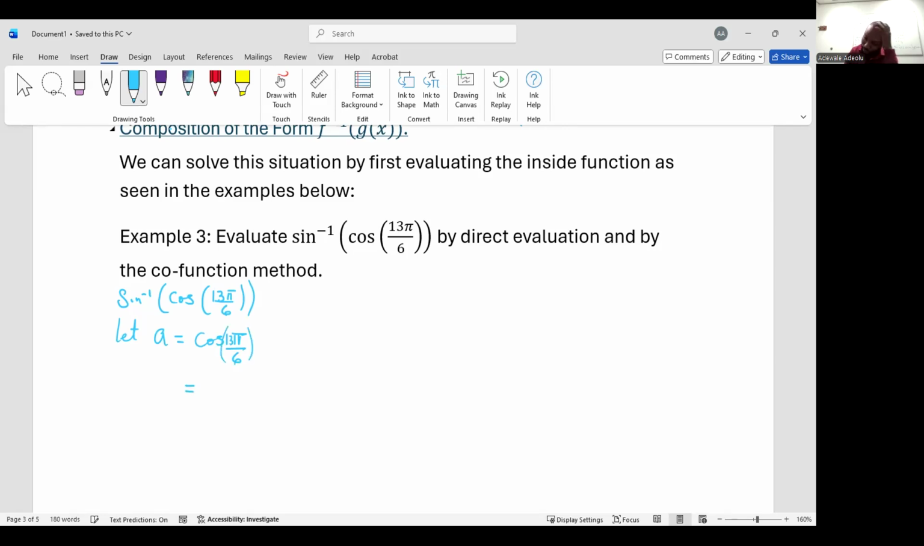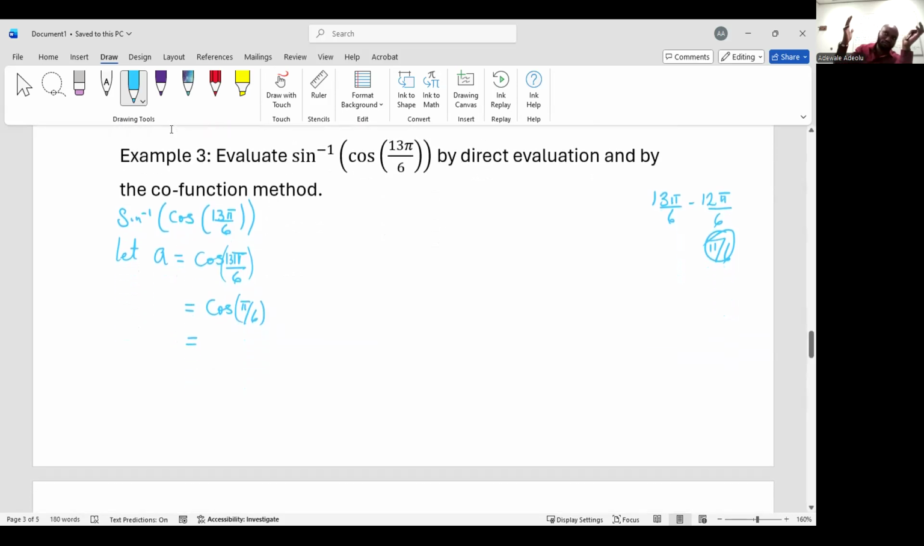We all know how to find this. 13 pi over 6 is outside one rotation, so we need to find a coterminal angle that is the same as 13 pi over 6 for cosine. That is 13 pi over 6 minus 2 pi, since the period of cosine is 2 pi. I can make this 12 over 6, so that is pi over 6, which is cosine of pi over 6. And cosine of pi over 6 should be root 3 over 2.